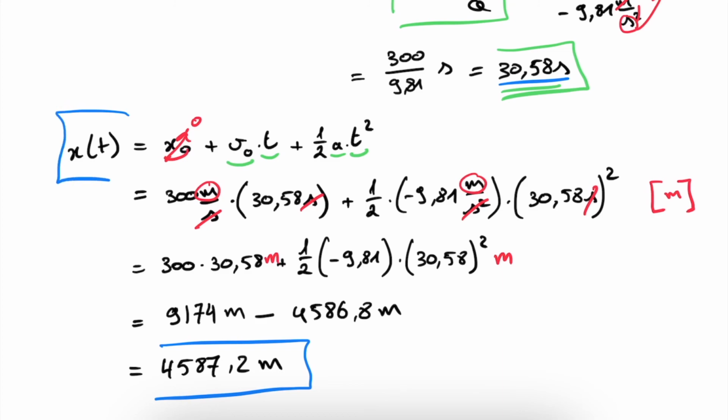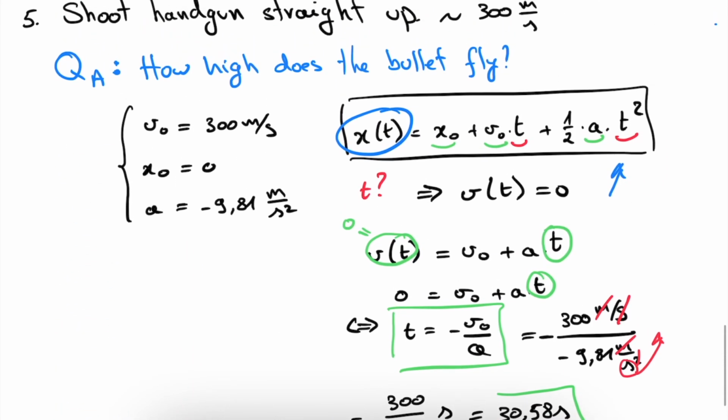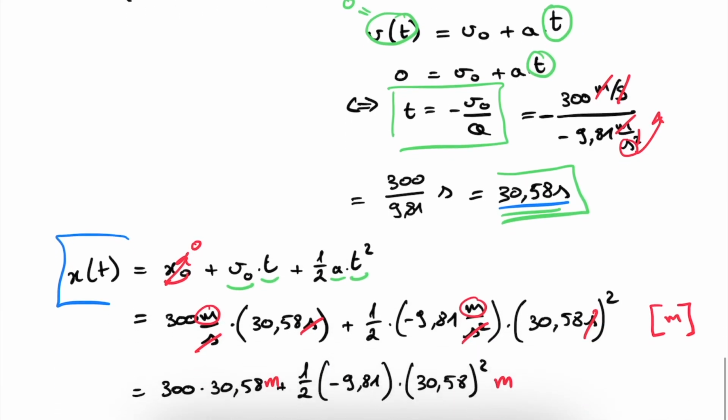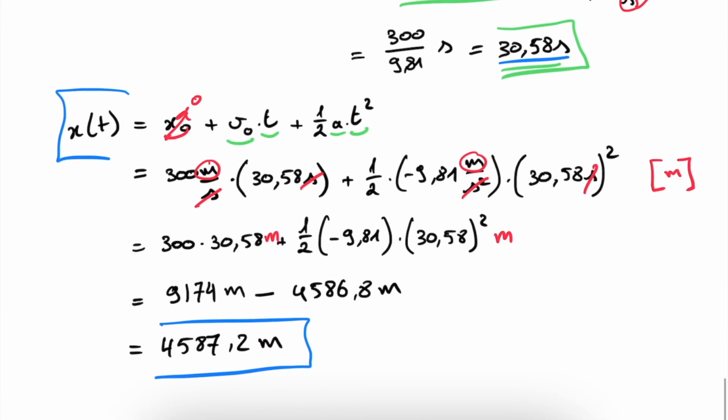And to recap, what we did here is that when we shoot a handgun straight up, the bullet leaves at 300 meters per second. After 30.58 seconds, its velocity is equal to 0. This means that at this point, the bullet is at its maximum height. So then we calculated the height after 30 seconds, and we got 4,587 meters. So it's actually baffling that if you fire a handgun straight up, the bullet will go 4,500 meters high.